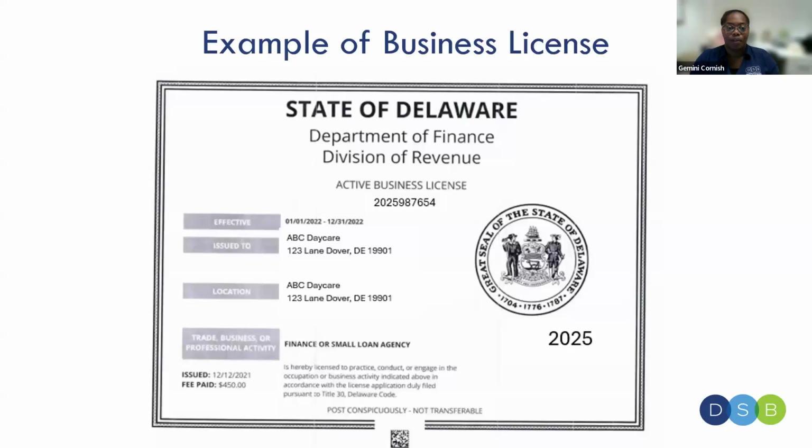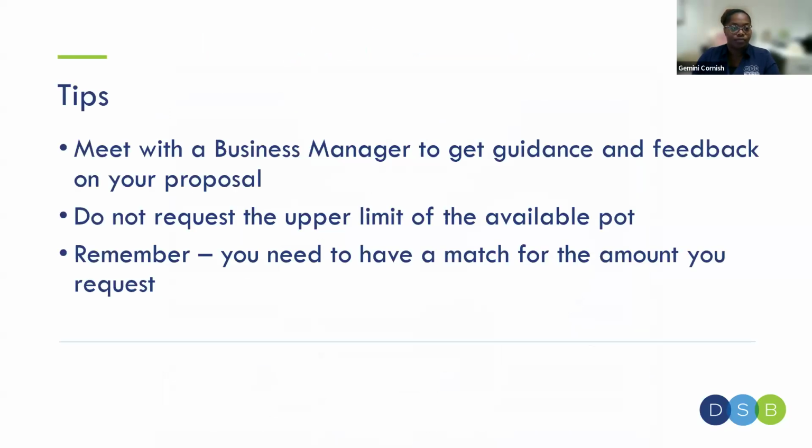So here's an example of your business license, and remember it must be current and cannot be expired. And you can get assistance with your business license at onestop.delaware.gov. And as you can see, this is from the Division of Revenue. And I'll pass it over to Anastasia Jackson.